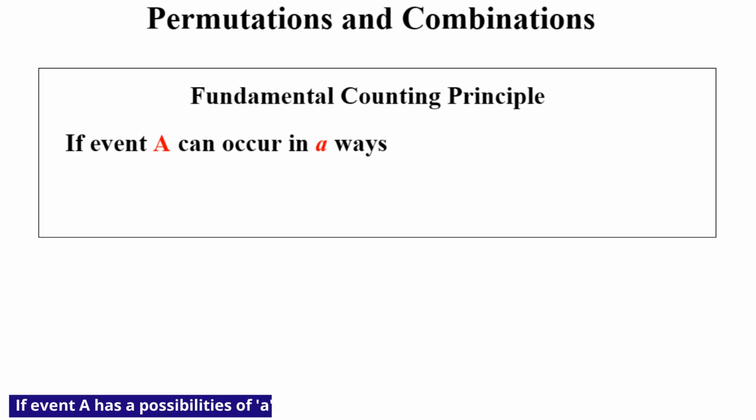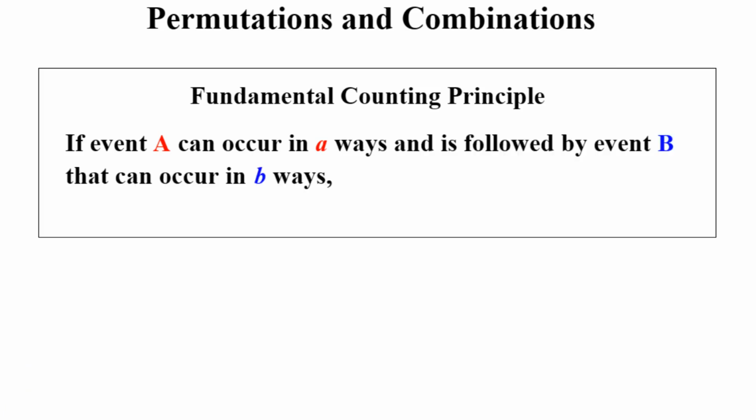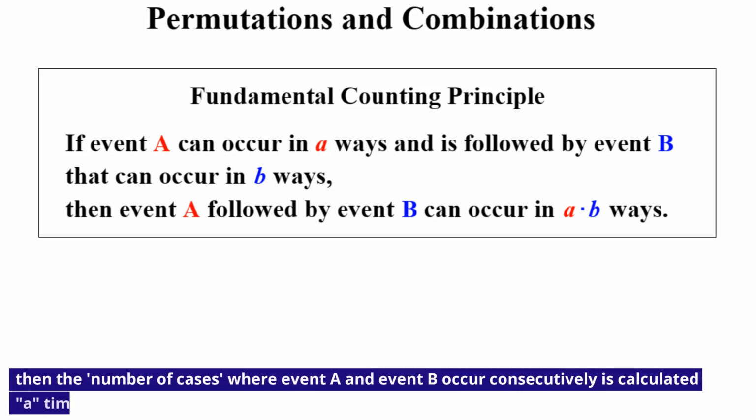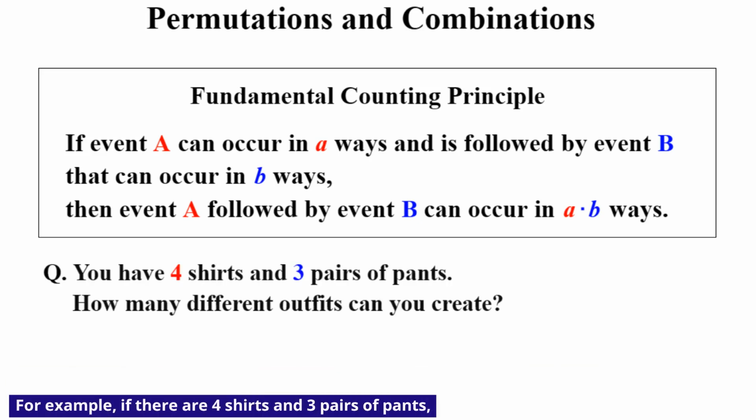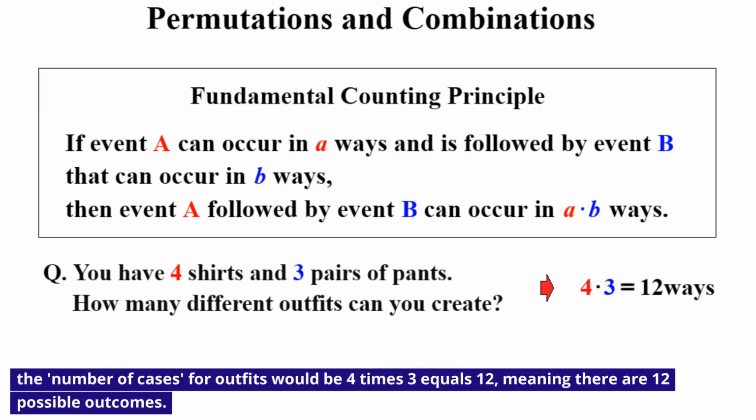If event A has a ways and event B has b ways, then the number of cases where event A and event B occur consecutively is calculated as a times b. For example, if there are 4 shirts and 3 pairs of pants, the number of cases for outfits would be 4 times 3 equals 12, meaning there are 12 possible outcomes.